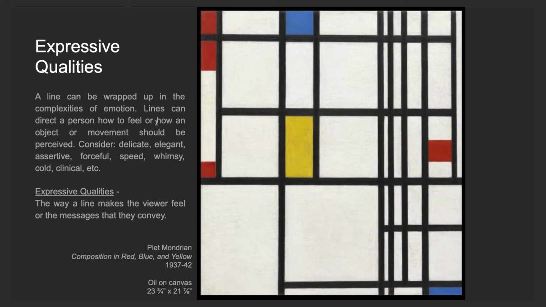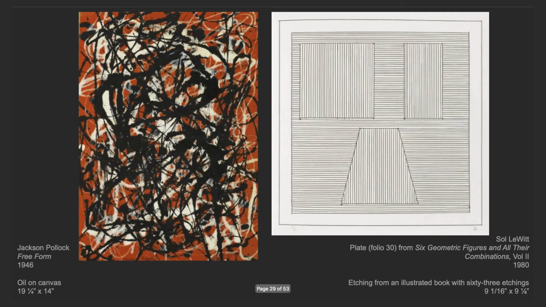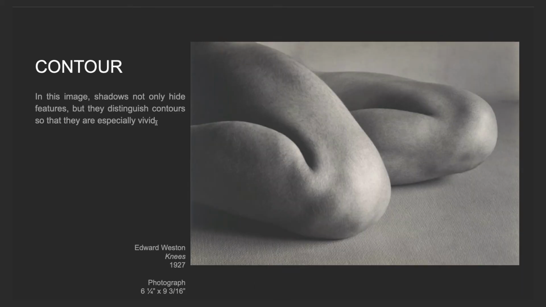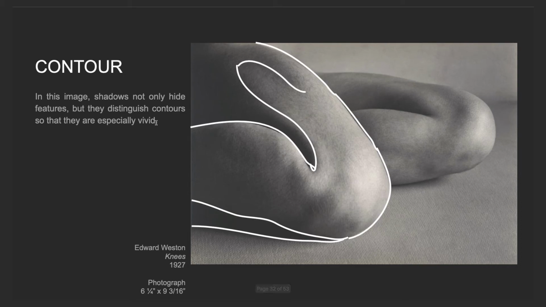Expressive qualities of lines. So expressive qualities being, how does it make you feel? How does this painting make you feel? To me, it's very clinical, very rigid. The one on the left is less organized and makes me feel like a ball of anxiety. The one on the right is more organized and I feel less anxiety, but I feel kind of trapped. Contour. Those are the lines that go around the edges, or they might follow shadows. These are the contours.